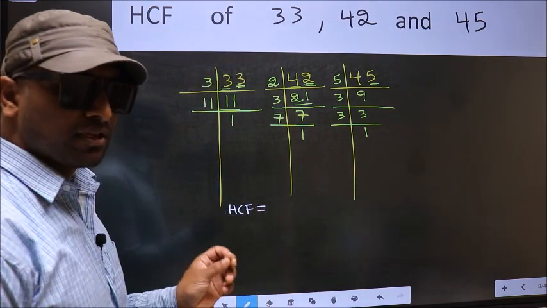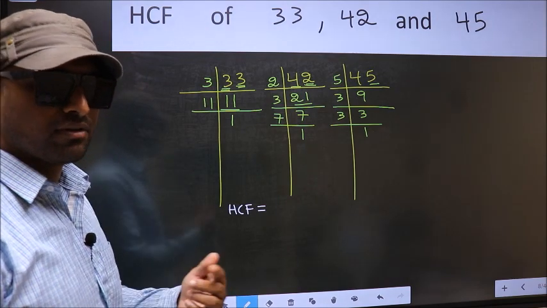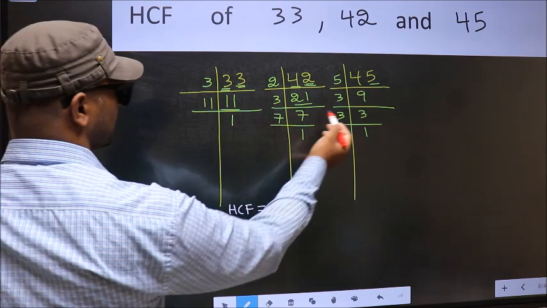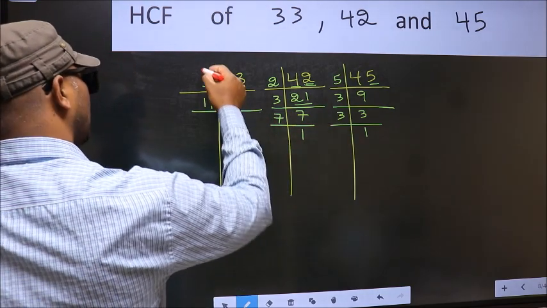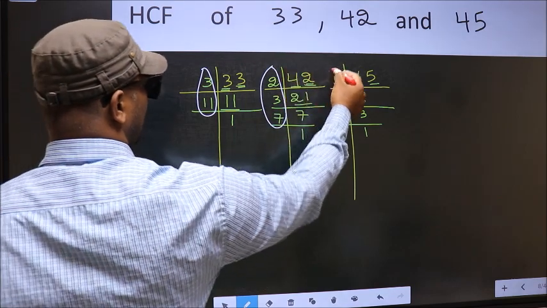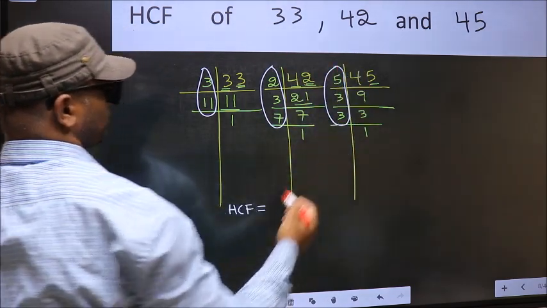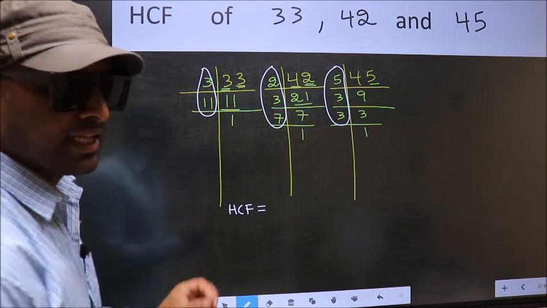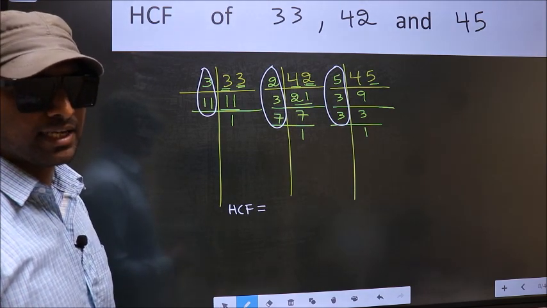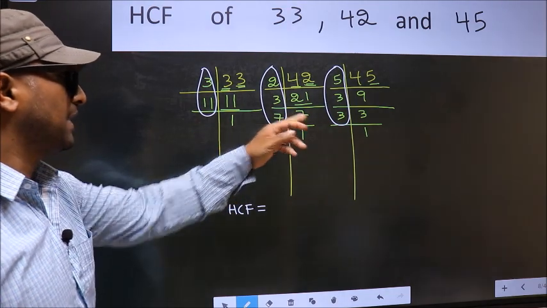HCF is the product of the numbers which should be present in these three places. That is here and here and also here. I repeat. HCF is the product of the numbers which should be present in these three places.